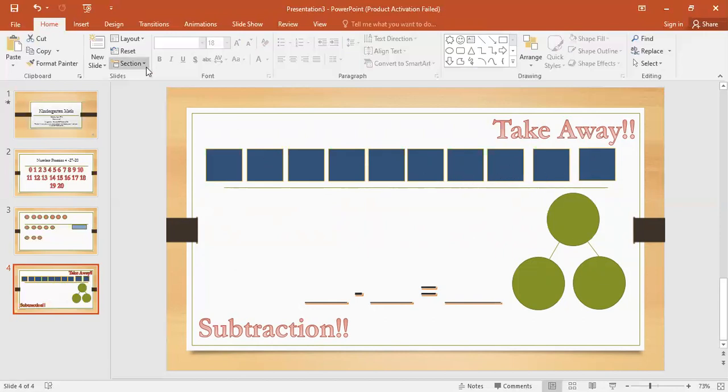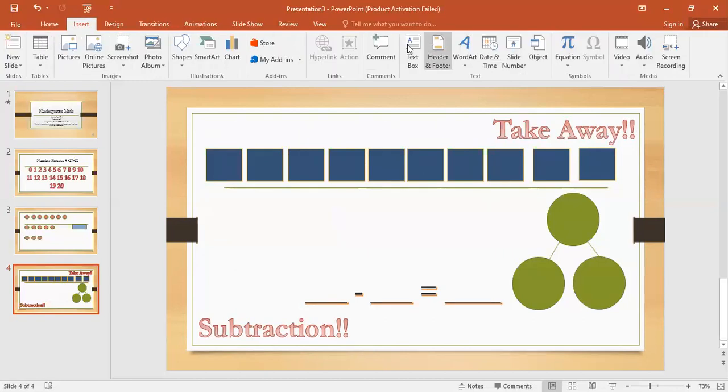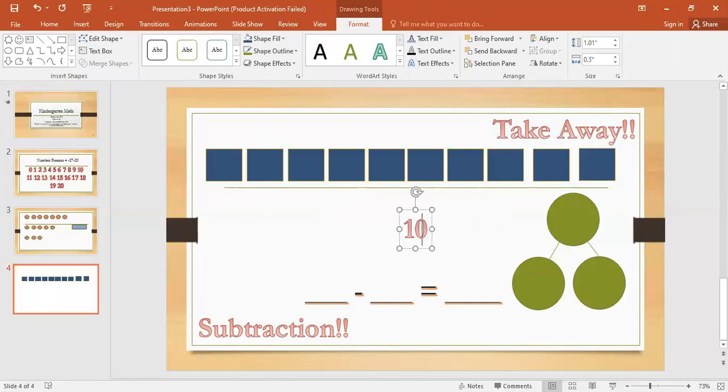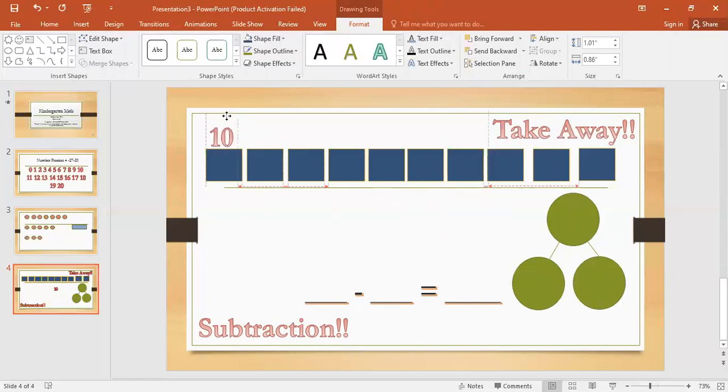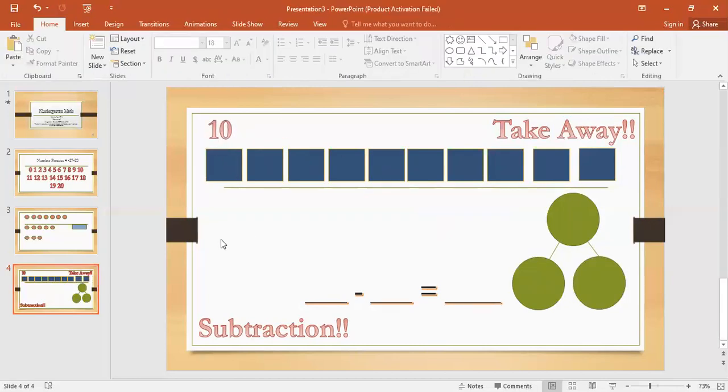So I know my total is what number? My total is 10. So I know that we are working with a number 10. So I'm going to put this right up here so that we can see that we're working with a number 10. I have 10 blocks. We are going to work on taking away from that 10 to figure out what we are left with. So please go ahead and set up problem number 1.